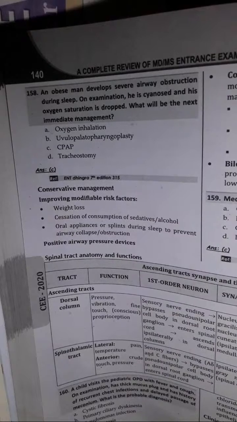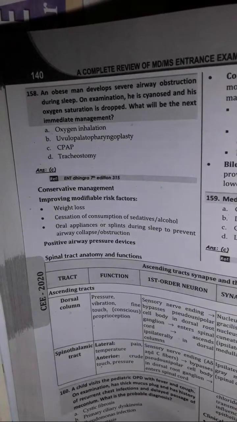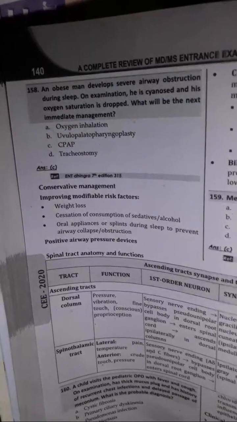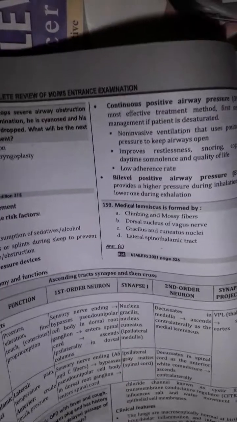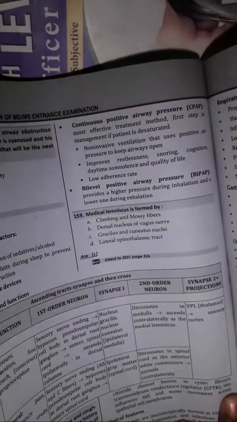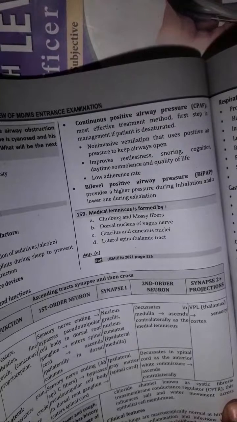Conservative management is to improve modifiable risk factors: weight loss, cessation of consumption of sedatives and alcohol, oral appliances or splints during sleep to prevent airway collapse and obstruction, and positive airway pressure devices. Positive airway pressure, CPAP, is the most effective treatment method.